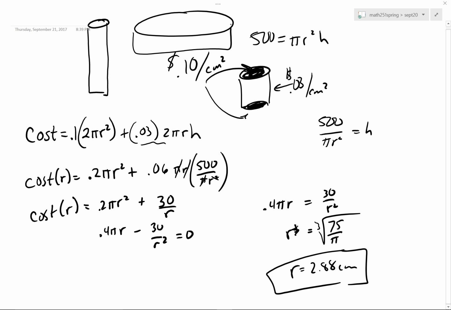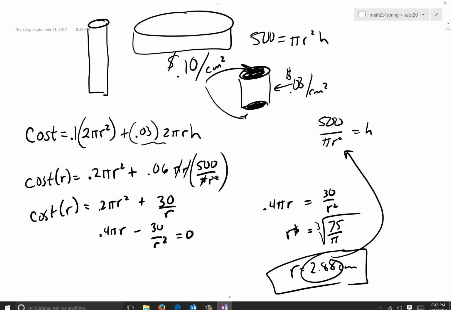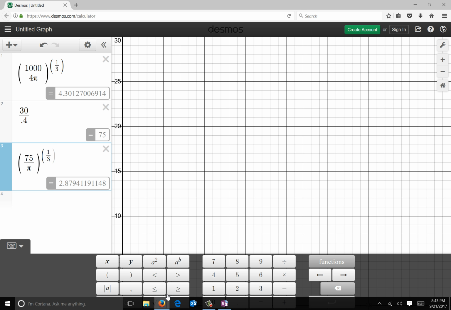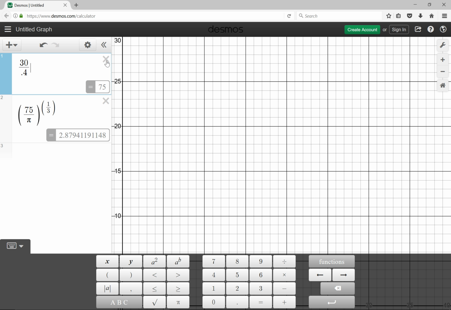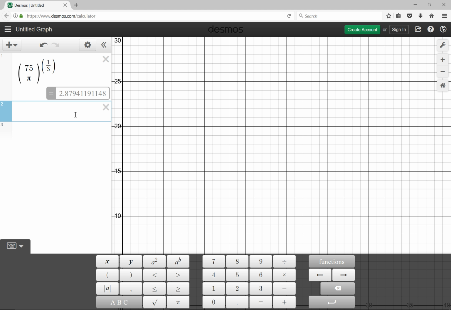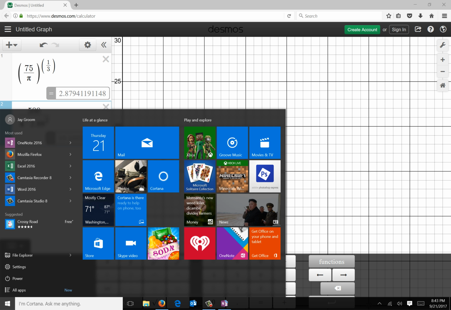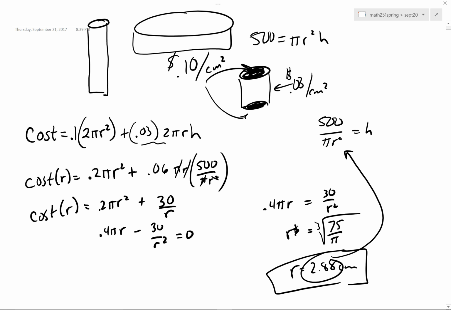Now, of course, plug this in up here, and you can find the new height. So it'd be 500 divided by pi times 2.88 squared. I've just made my can 19 centimeters tall.